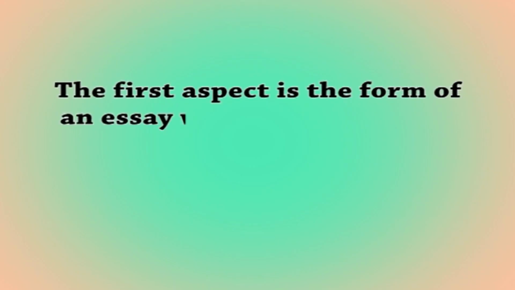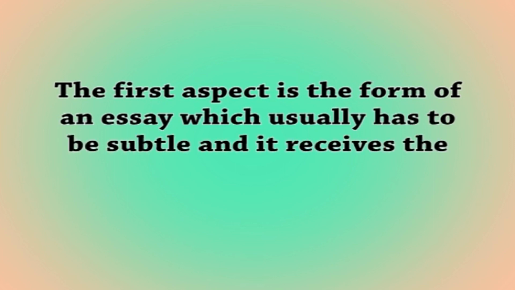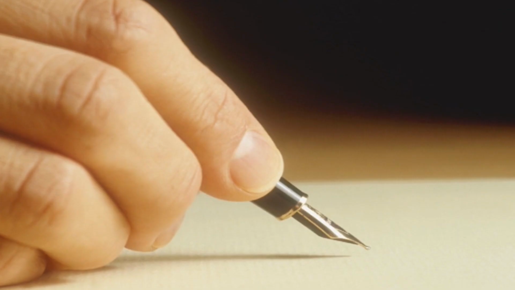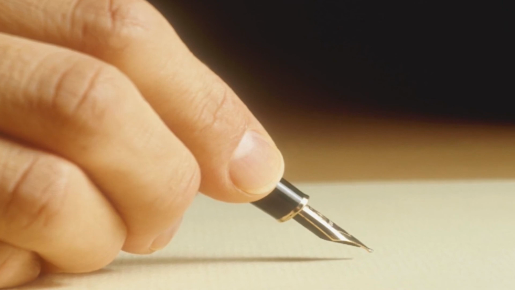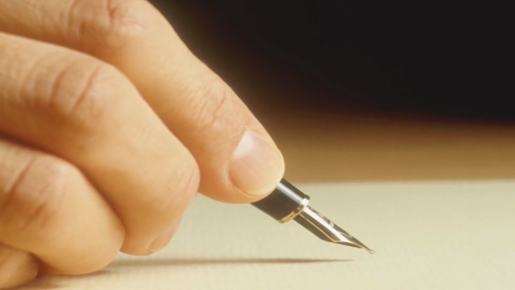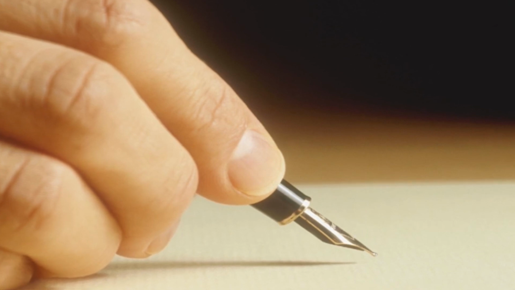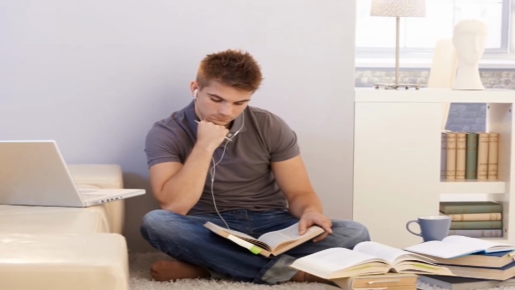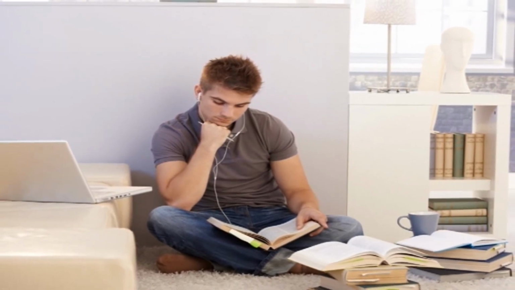The first aspect is the form of an essay, which usually has to be subtle and it receives the highest recognition in form of marks. When the author writes text at the base level of the form, it is easy to analyze how the other features other than the appropriate meanings have been used by him in effective ways. To understand the importance of the form to your text, test this with your friends in assignments.